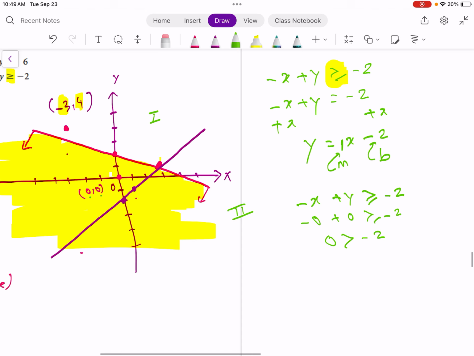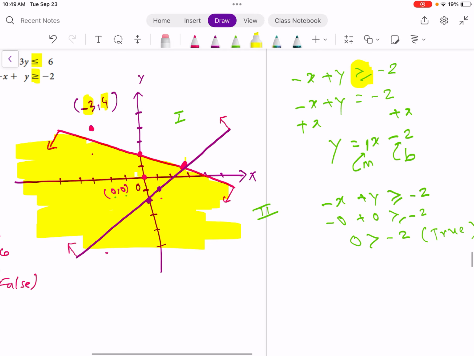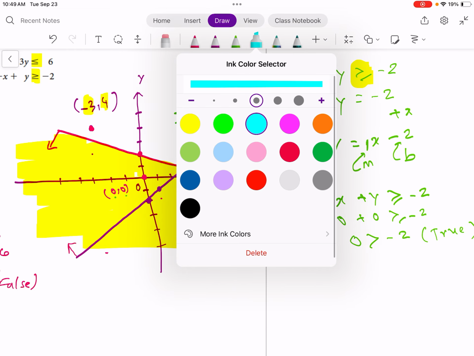Is it true or false? Is 0 greater than negative 2? It's true, right? It means every point towards 0, every point towards the origin, is the solution, and we indicate that by this arrow. So every point above this purple line is the solution, and we shade this region.